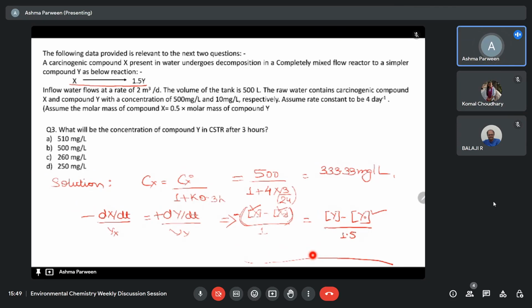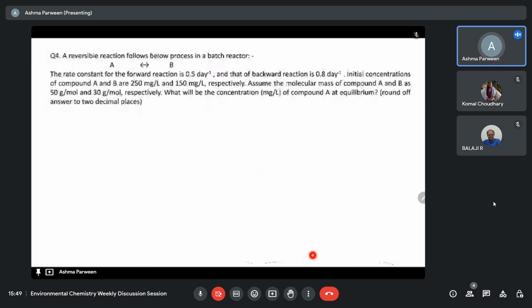260 is not the correct answer. So we just have to put the values in this equation. So let's see. We do not have space, so can you just give me 1 minute to add a slide here?